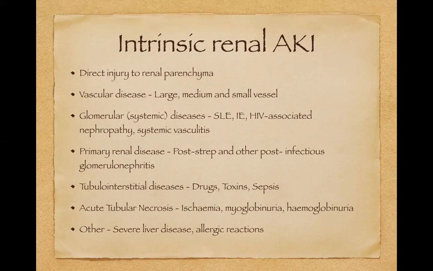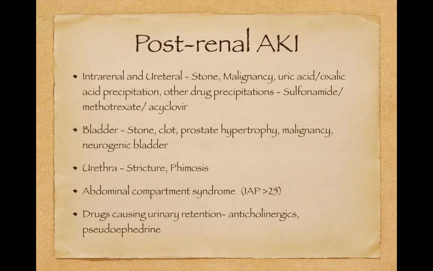And then primary renal diseases, typically your post-strep and your other post-infectious glomerulonephritis, tubulointerstitial diseases caused by drugs, toxins, or sepsis, and your ATN, or acute tubular necrosis, which basically can be caused by ischemia, myoglobinuria, and hemoglobinuria. And then other things: severe liver disease, like we spoke about, can cause a hepatorenal syndrome, as well as allergic reactions. Then your post-renal AKI is also very important to consider.